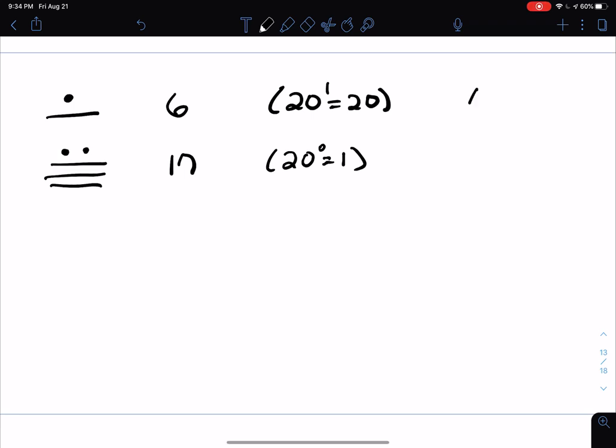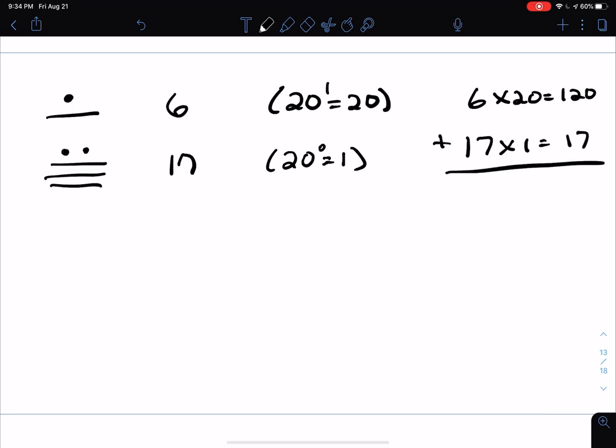So you have 6 groups of 20, which is 120. And then you have your 17 groups of 1, which is 17. So you add those up, and you get 137. So that's what it is in Hindu Arabic.